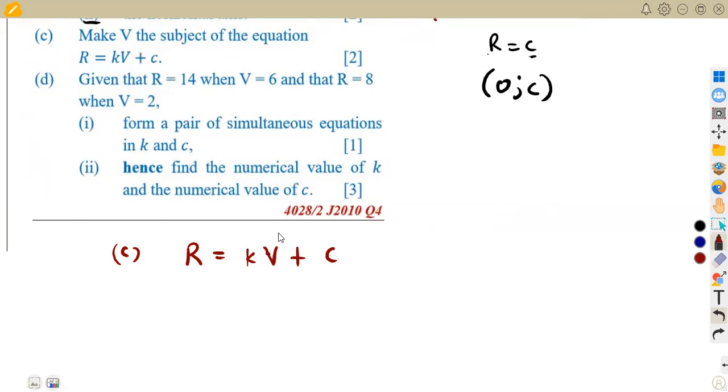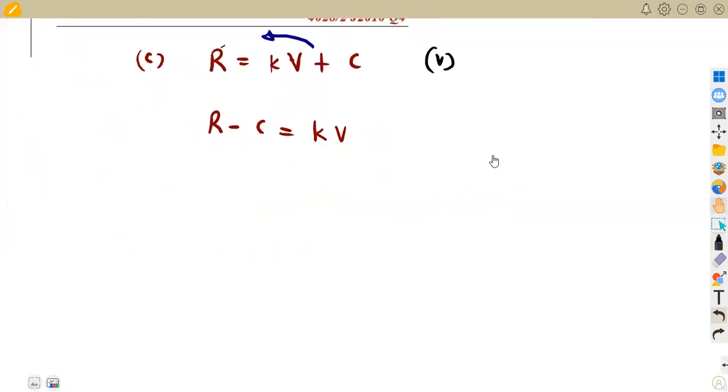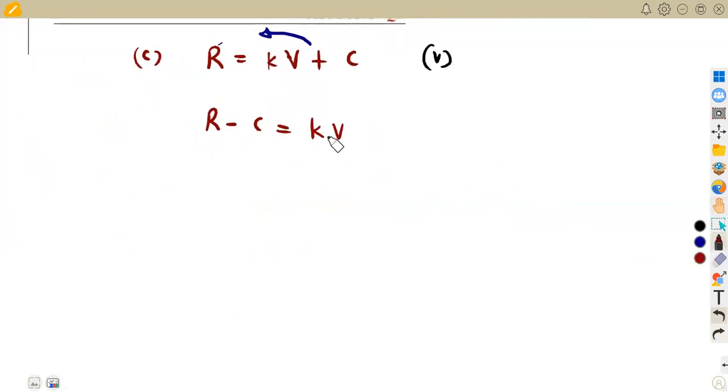We can transpose the c to the other side, since the c is not directly affecting our v. If we transpose, it's going to be negative. So that means r minus c is equal to kv. Remember, we are supposed to make v the subject in this case. Since v is multiplied by k, we can divide by k on both sides. Thus, we are going to have the value of v. So v is going to be given as (r minus c) over k. All right.